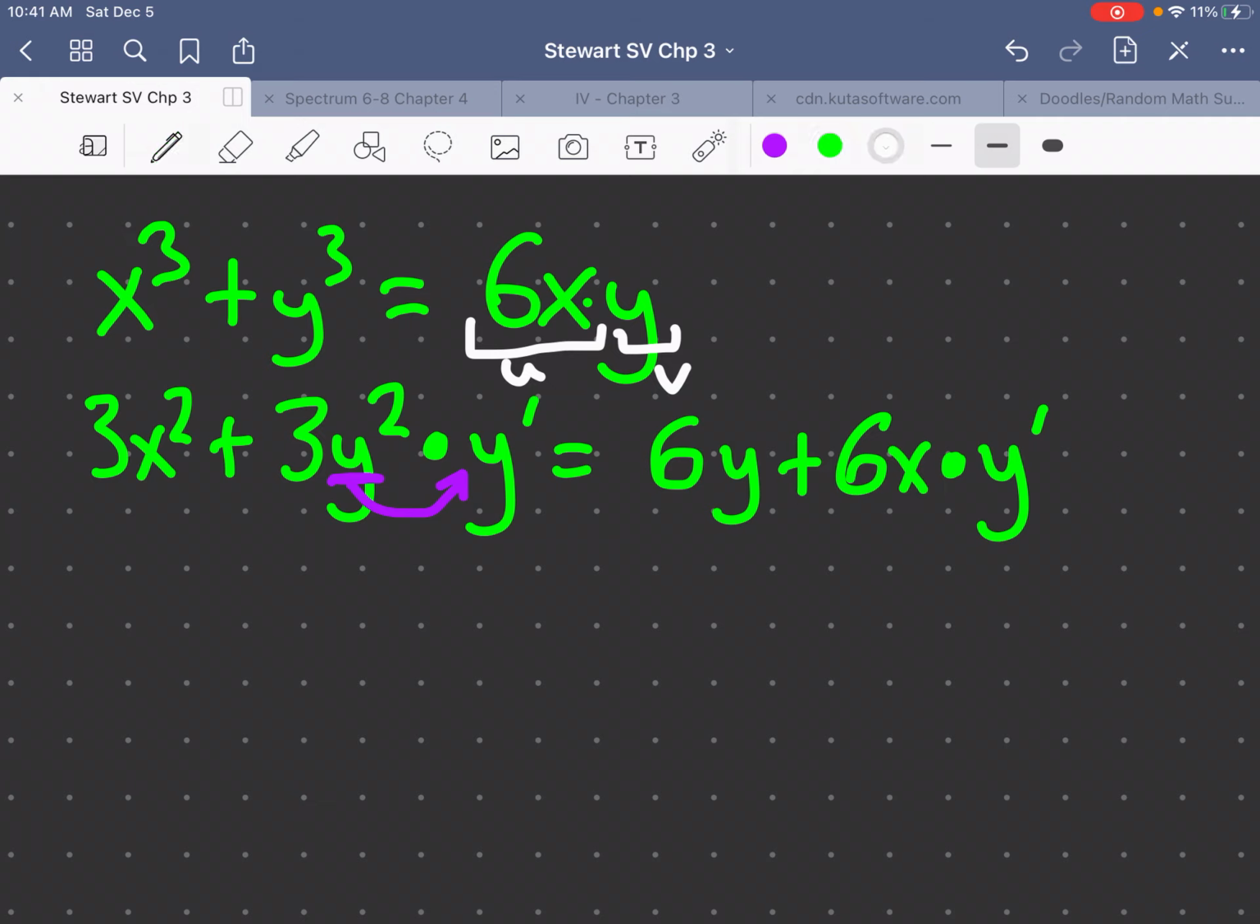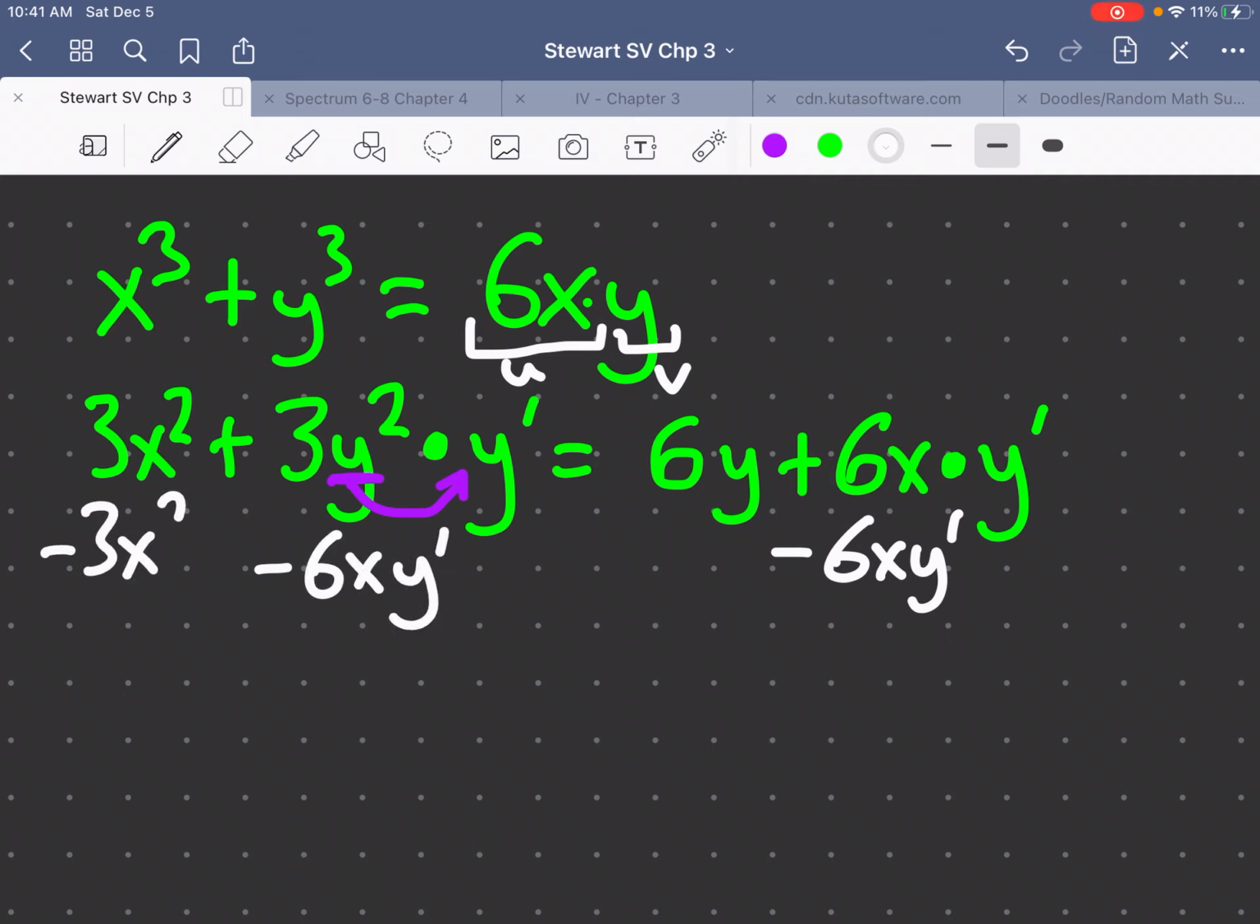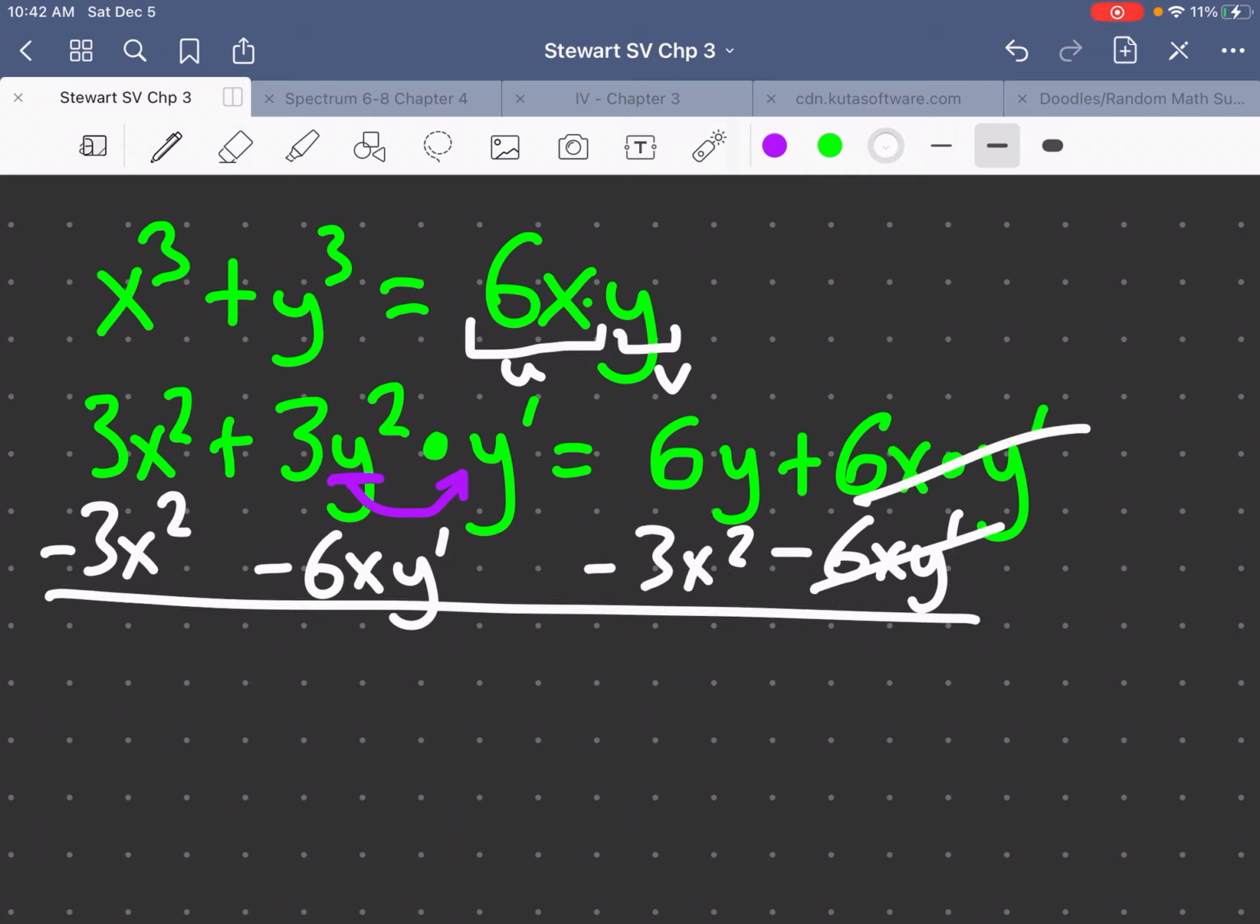So, to that end, I'm going to subtract 6x y prime from both sides. And I'm also going to subtract this 3x squared from both sides because I want to get rid of that over on the left. So this cancels here. This cancels here.